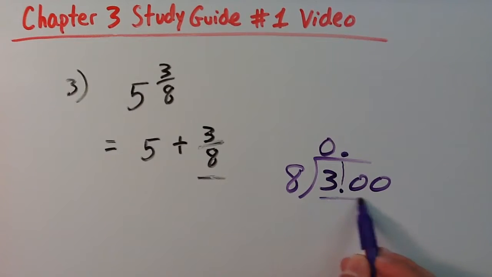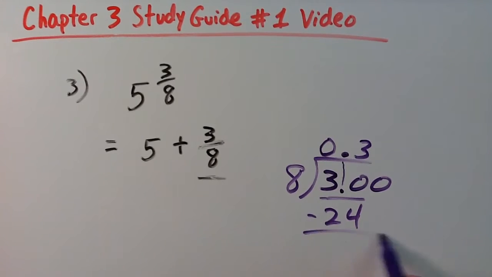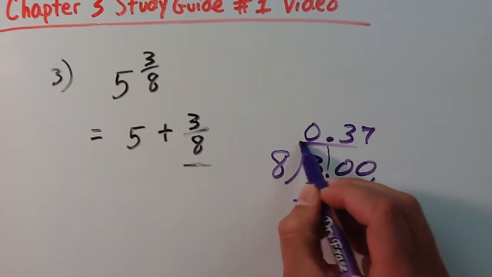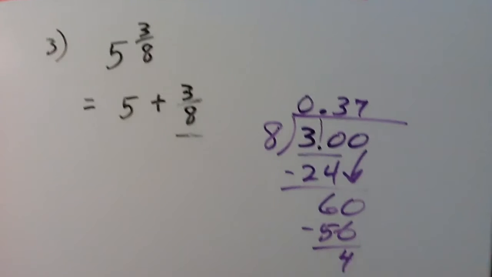Can 8 go into 30? Well, 8 goes into 30 3 times, right? Because 3 times 8 is 24. I would subtract and get 6. Bring down that next digit. 8 goes into 60 7 times, right? Because 7 times 8 is 56. I would subtract and get 4.